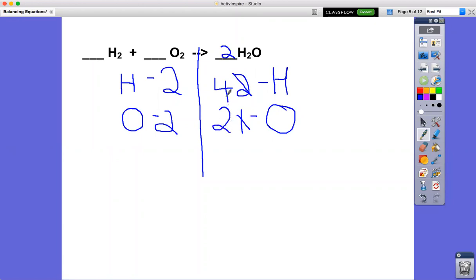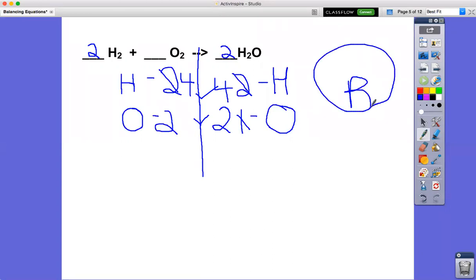Uh-oh. Now my hydrogens aren't balanced. I got 4 here, but only 2 here. So I need to go up here to the coefficient. And what do I need to put right here? Good. Nice job, you guys. Yeah, 2. And so my coefficient times my subscript, 2 times 2, that's going to give me 4. And now 4 and 4 are balanced, and 2 and 2 are balanced. And my whole equation is balanced. We have the same on each side.